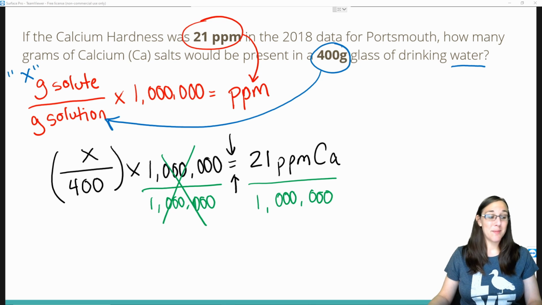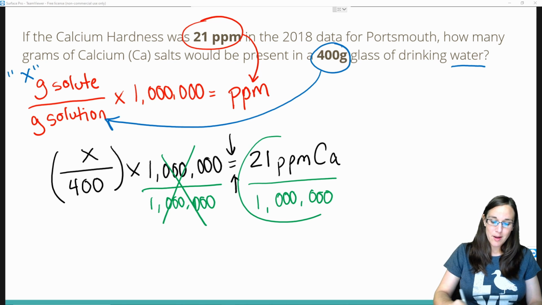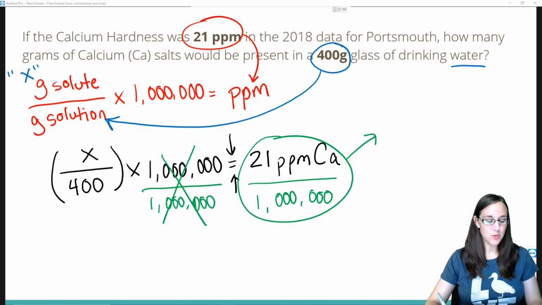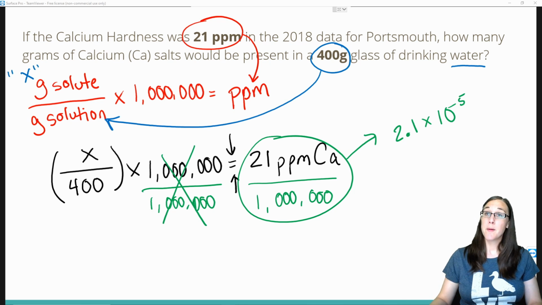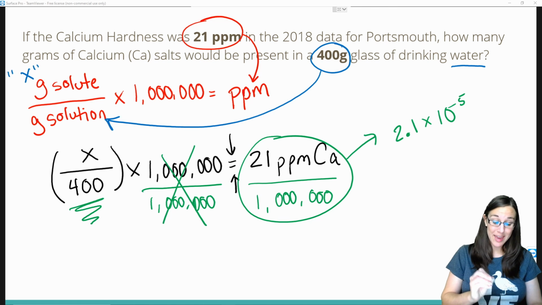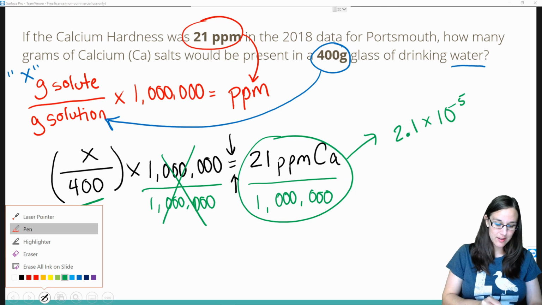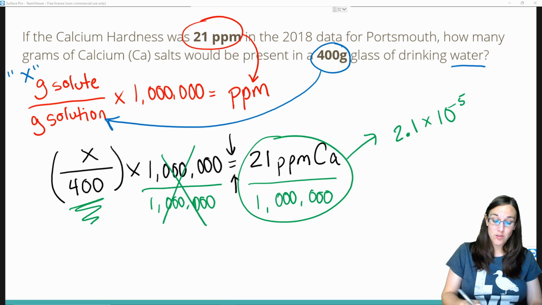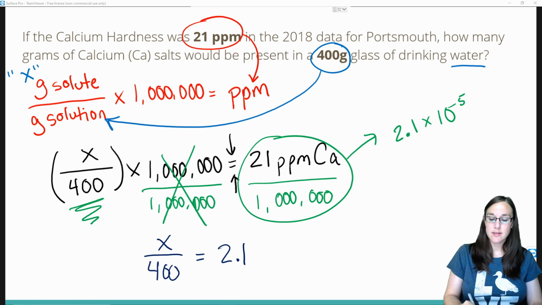However, the 21 divided by a million on the other side results in a pretty small number. And that number is 2.1 times 10 to the negative 5. We still need to set that equal to our ratio from over here. So we can't forget that that guy still exists. Let's go back and set this up. So we've got our X over 400 is equal to 2.1 times 10 to the negative 5.